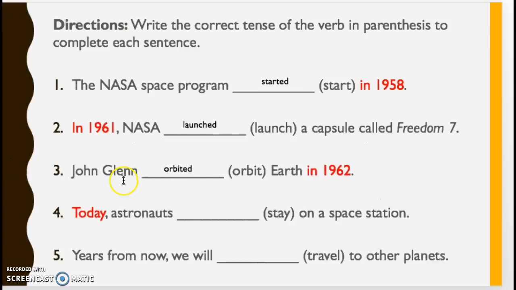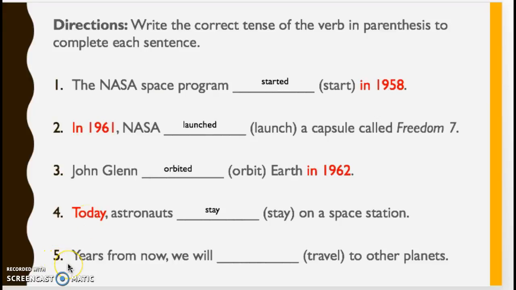But let's think. If I add ing to stay, today astronauts staying on a space station. Does that make sense? No, it doesn't. You do not have to add ing to the verb stay. You can just leave it the way it is. Today, astronauts stay on a space station because this word today is helping you see that it's present tense.